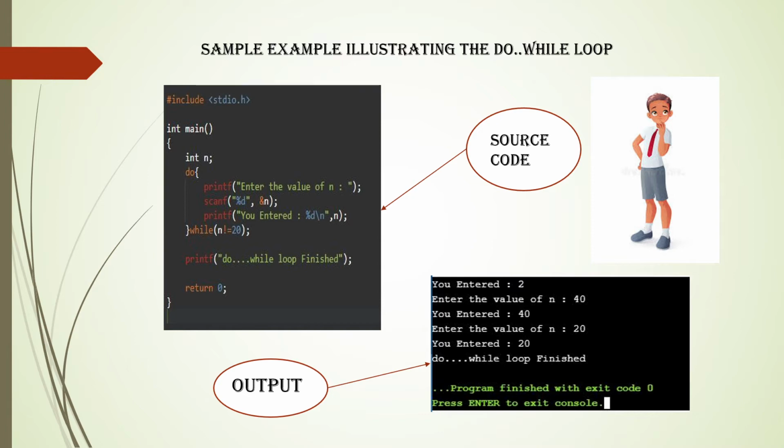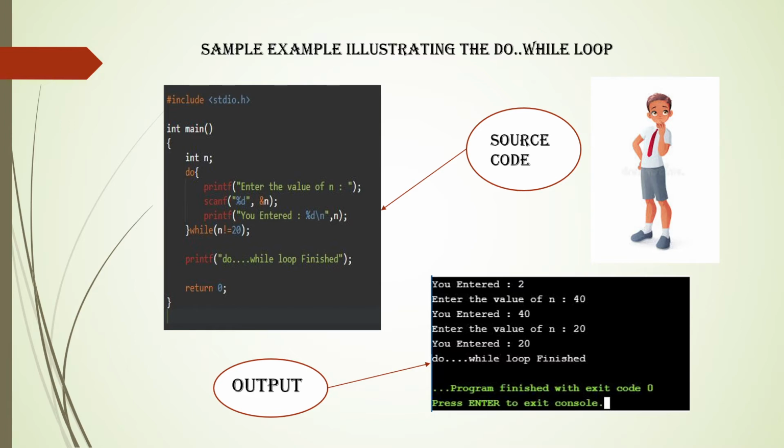I have declared a variable n of int data type and then started the do block. In the do block, I have asked the user to enter the value of n. And the condition I have mentioned in the while is that n should not be equal to 20. That is, it will stop execution of the loop if the user enters 20, and it will come out of the loop. See the output. This block will keep executing for any number except 20. As the user entered 20, it came out of it.